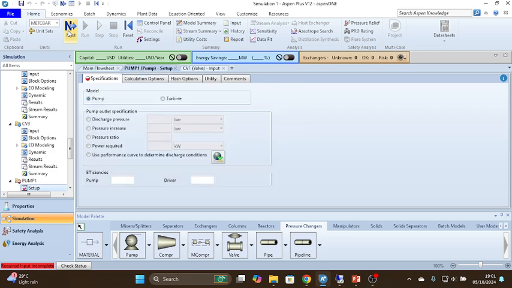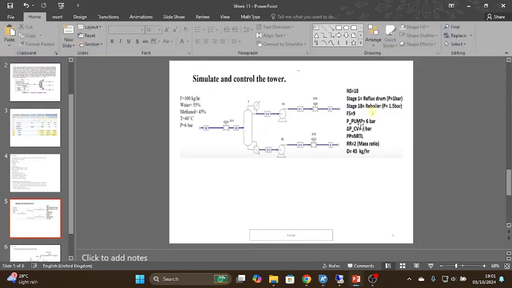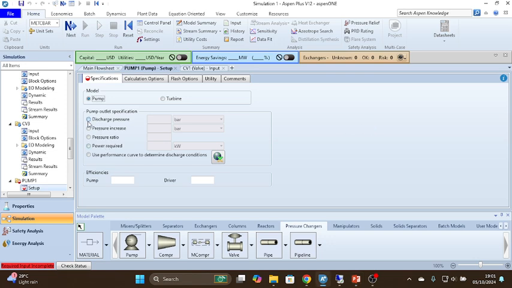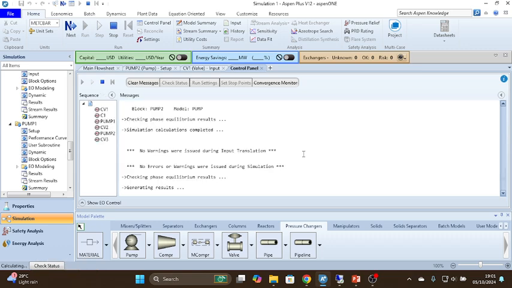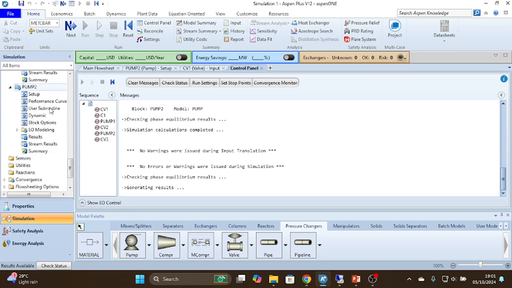Next we are coming to pumps. So for pump, it is given 6 bar. So the discharge pressure is going to be 6 bar for pump 1. Similarly for pump 2, the discharge pressure is also going to be 6 bar. Now it is said that the required input is complete. Now we are going to click on next and we are going to run the simulation. So the results are available.